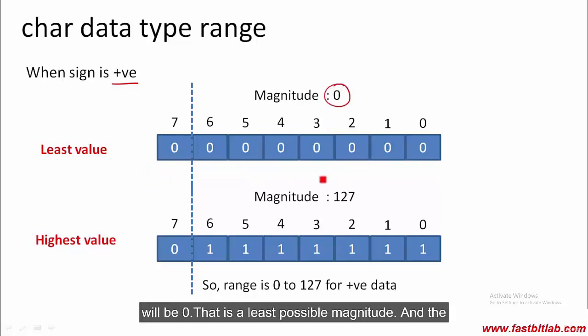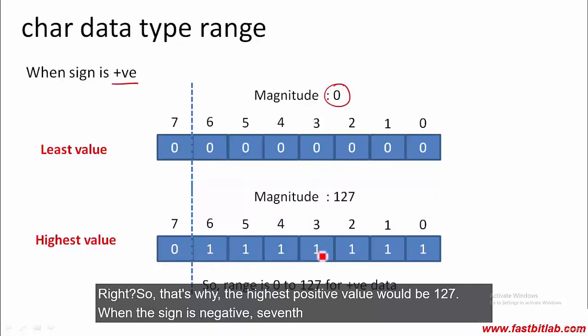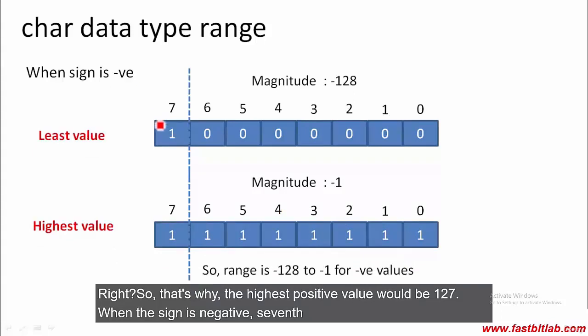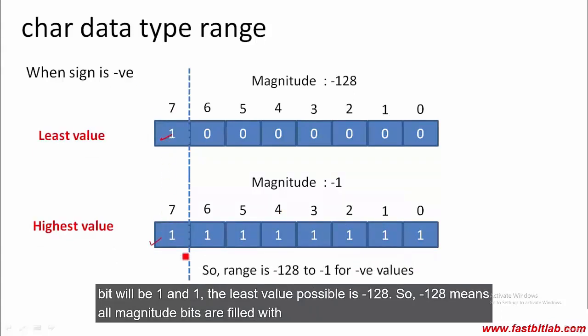That is the least possible magnitude. And the highest value would be, you can fill all the magnitude bits with 1s, right? So that's why the highest positive value would be 127. When the sign is negative, the 7th bit will be 1. The least value possible is minus 128. So minus 128 means all magnitude bits are filled with zeros.